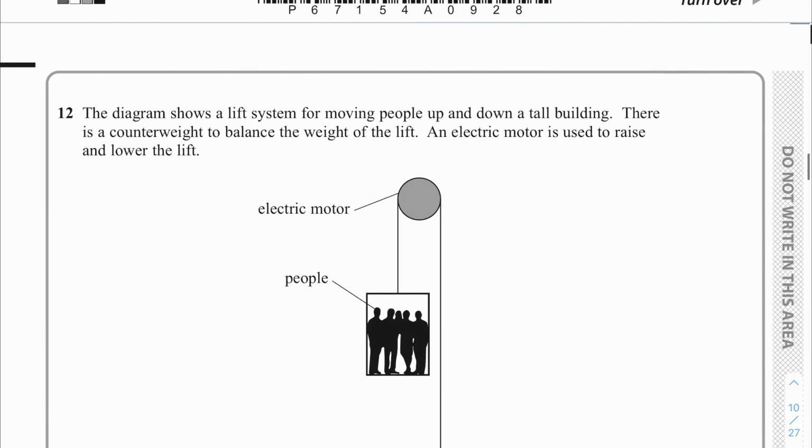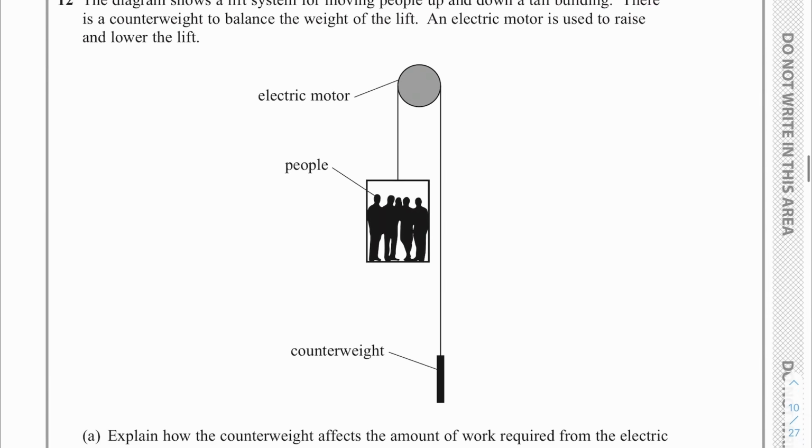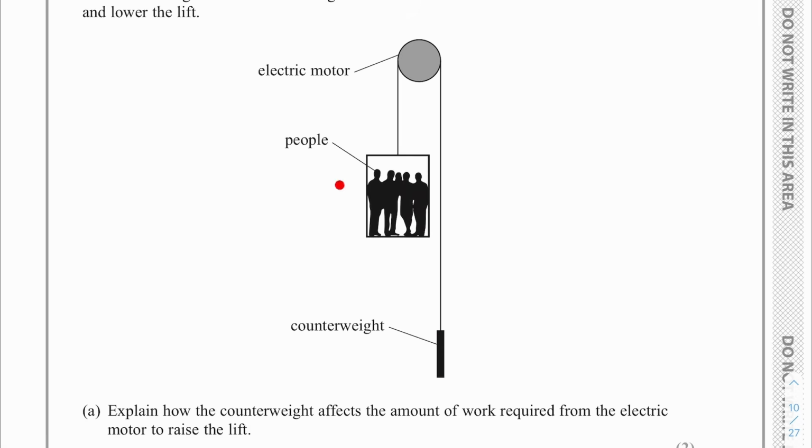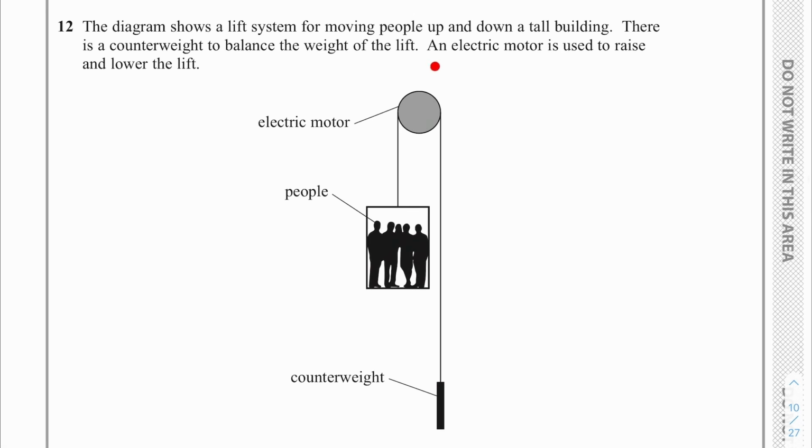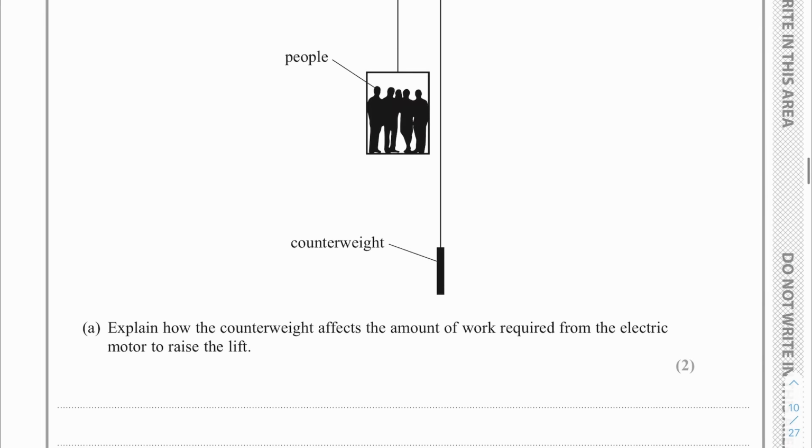The diagram shows a lift system for moving people up and down a tall building. There is a counterweight to balance the weight of the people in the lift. An electric motor is used to raise and lower the lift. Explain how the counterweight affects the amount of work required from the electric motor to raise the lift.